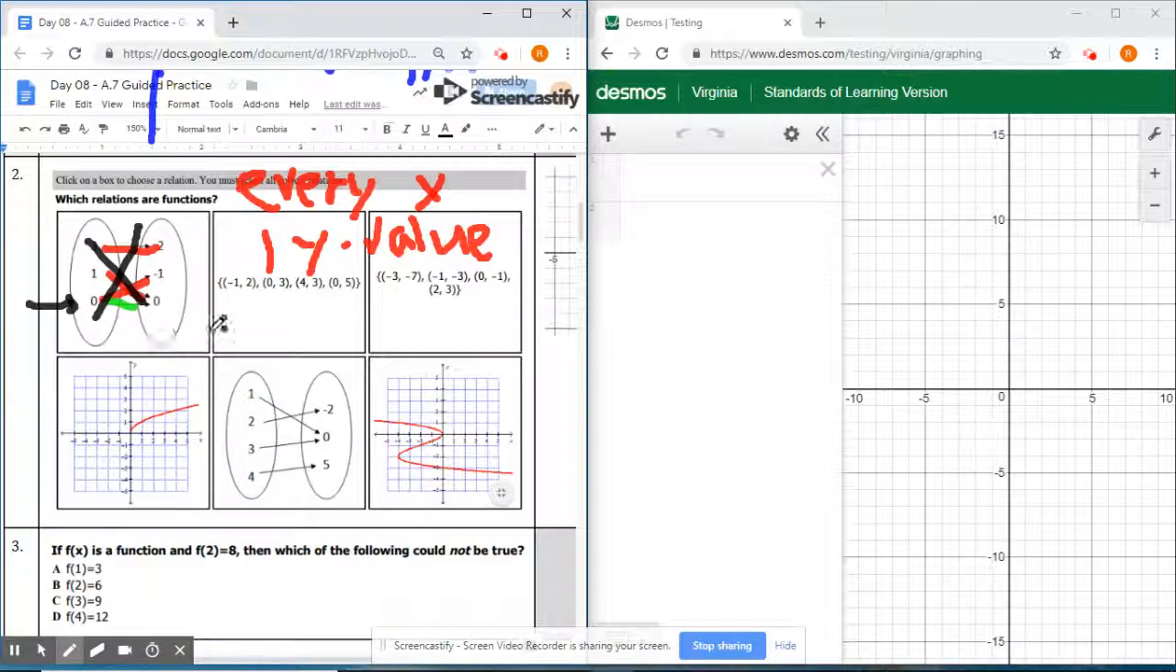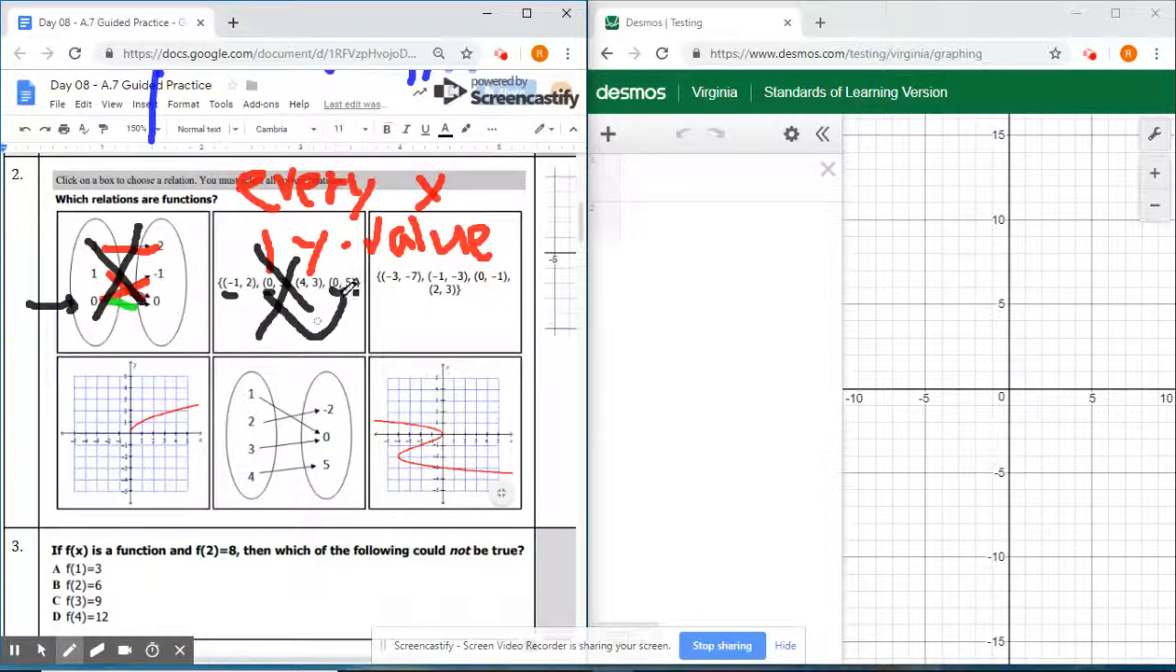Okay, the next one here, -1 happens once. That x value goes to one y value. 0 happens twice. Since 0 happens twice, this is not a function because 0 can only go to one y value, but it goes to two y values. It goes to 3 and it goes to 5.